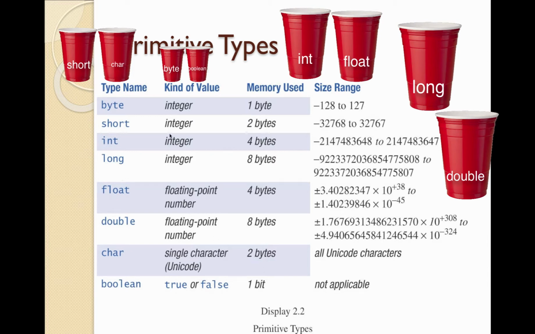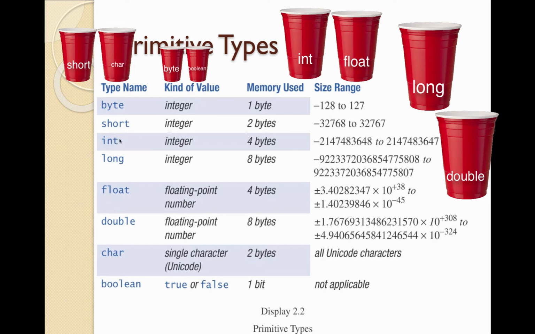Notice that we have many cups that are of the same size. We have an integer who's 4 bytes, and we have a float who's 4 bytes. A long, that's 8 bytes, and a double, that's 8 bytes. And my question to you is, why are there duplicate cup sizes, or duplicate data storage sizes inside of our computer?